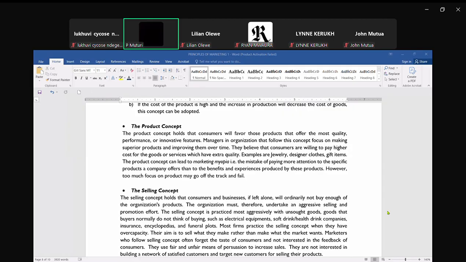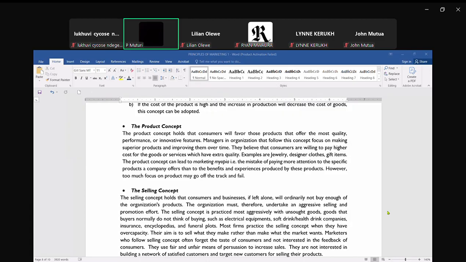But the danger in this is that if management is so caught up in just focusing on the product, they may miss out on the customer needs. So that is marketing myopia, where the management or the company thinks that the product is so great that people will just buy it at the high price. That may not always be the case. There needs to also be a checking on the customer needs. But product concept really holds that the product is of highest quality and therefore can command a high price.